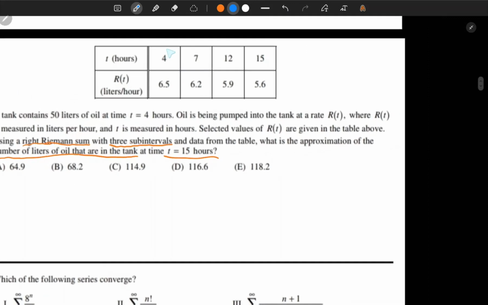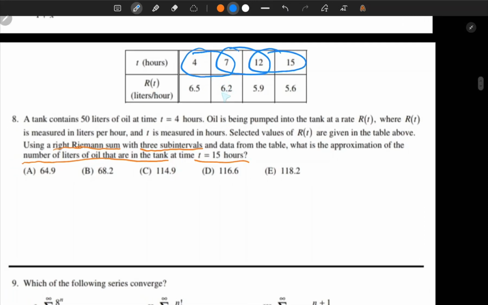So our 3 subintervals will be 4 to 7, and then 7 to 12, and then 12 to 15, where for each of these, we use the right value of R of t. So for the first term in the Riemann sum, we use 6.2 as the height of the rectangle. For the second one, we use 5.9. So this is the second term. And the third term in the Riemann sum is 5.6 as the height. So this is the third term.